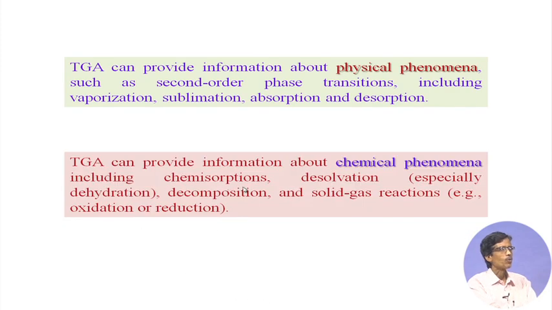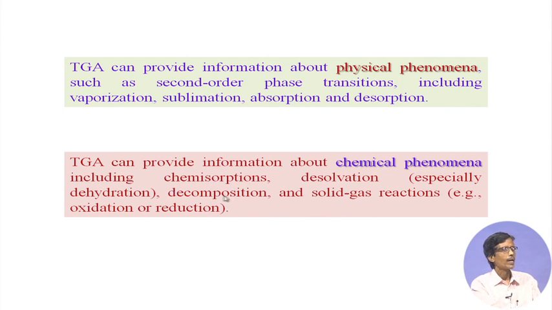Then TGA can also provide information about the chemical phenomena. Chemical phenomena are related to chemisorption, physisorption we all know. So, chemisorptions are there. Then especially desolvation or the dehydration, where we are removing the corresponding water or solvent of crystallization. So, this can be a chemical phenomenon because the solvent of crystallization is removed, and if the water molecules are trapped within the crystal lattice, what we know is that we get the regular crystal, and the crystal form will change if we remove those waters of crystallization.